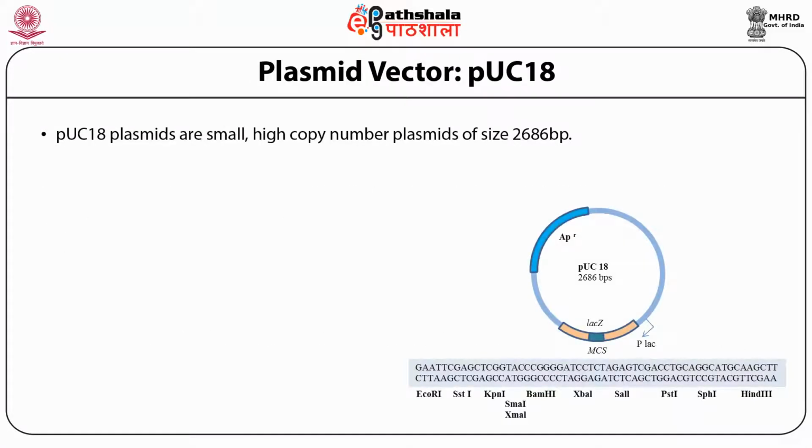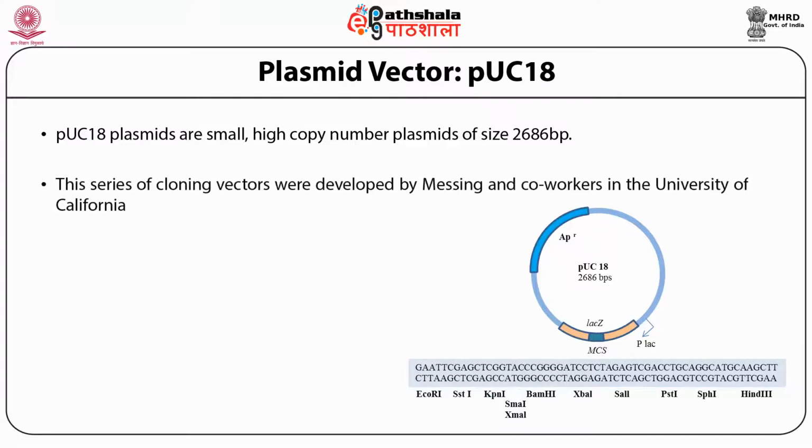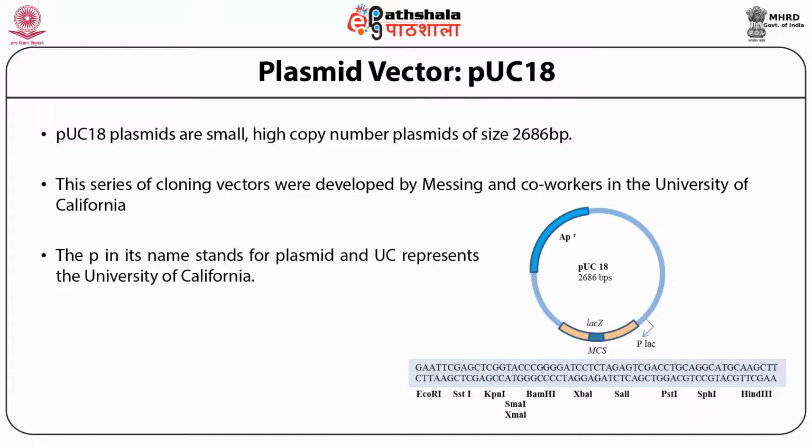pUC18 plasmids are small, high copy number plasmids of size 2686 base pairs. This series of cloning vectors was developed by Messing and co-workers at the University of California. The p in its name stands for plasmid and UC represents the University of California. In the diagram, one can see the various restriction sites in the MCS, the multiple cloning site region, the antibiotic resistance gene for ampicillin, and the lac operon region.